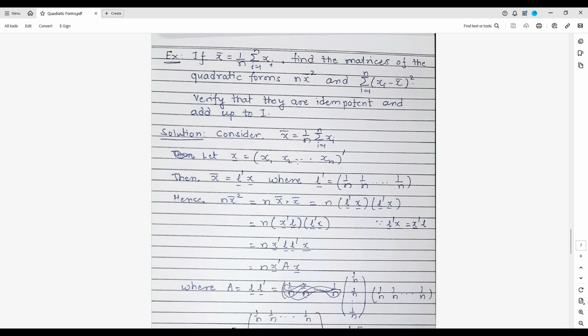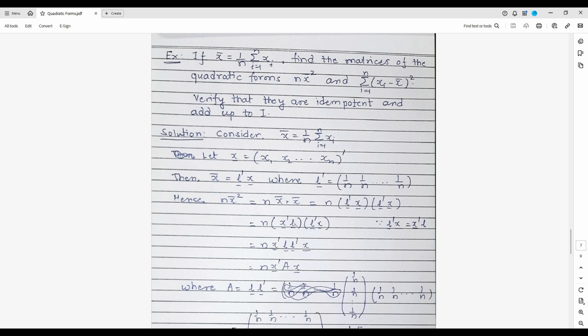The first thing that we do is we express x bar, the sample mean, as a linear form in the vector x. So we take vector x as x1 to xn, and then we notice that x bar can be written as L prime x, where L prime has each element equal to 1 by n. So let us use this when we explore n x bar square. So n x bar square I can write as n x bar into x bar, so this is n L prime x into L prime x. Now L prime x, I can write as L prime x or x prime L, because it is a scalar, so 1 cross 1. So I can write it either way.